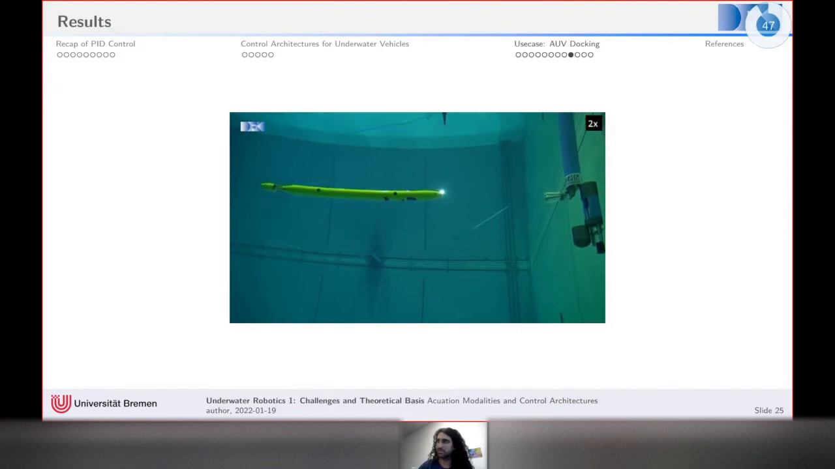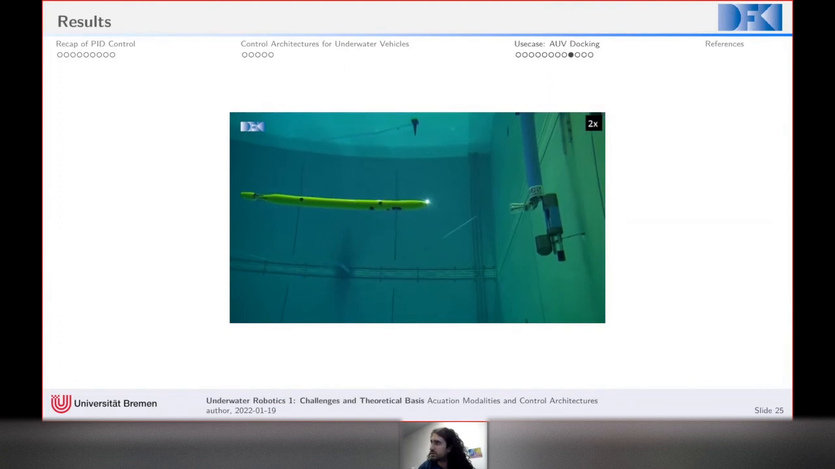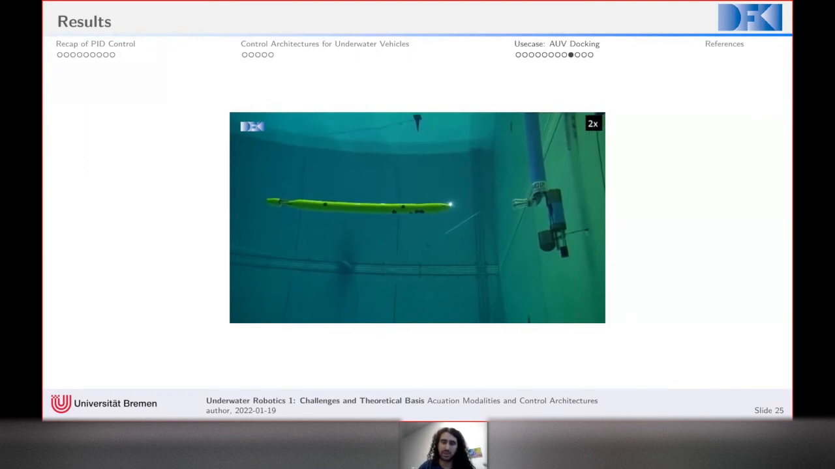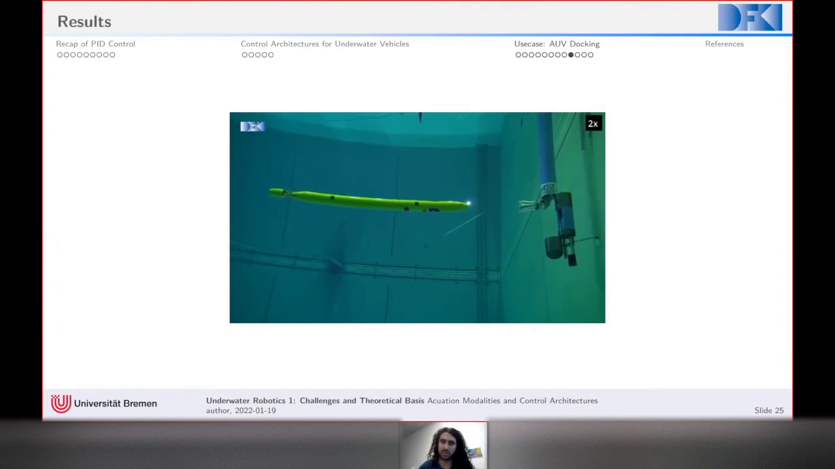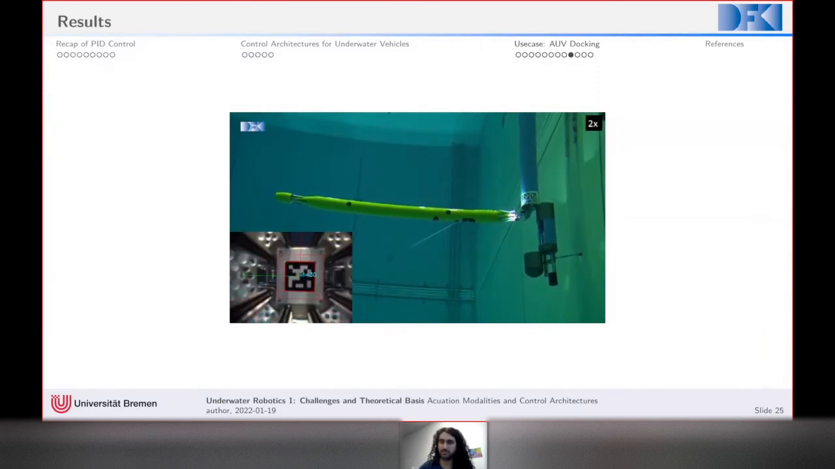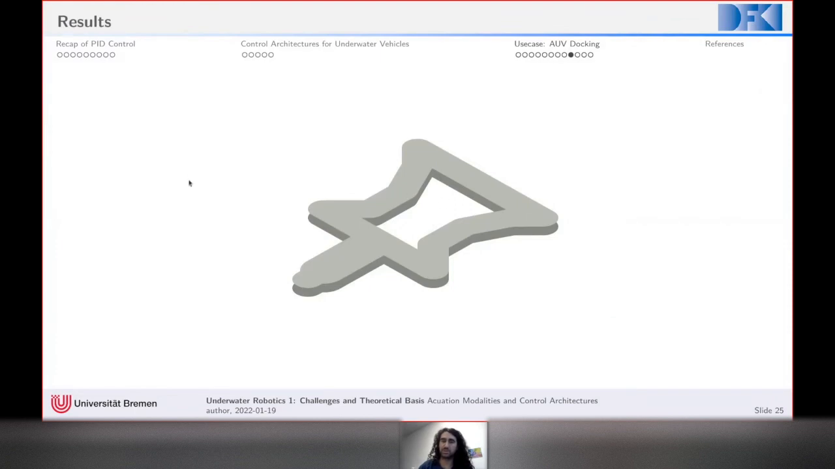So here are some examples. I hope the video is not so jittery. I tried. So this is one of the examples that we have. You can see here it's aligning by the station, and there is a marker also inside, and there are a bunch of markers on the sides.